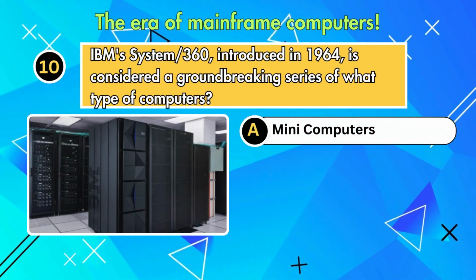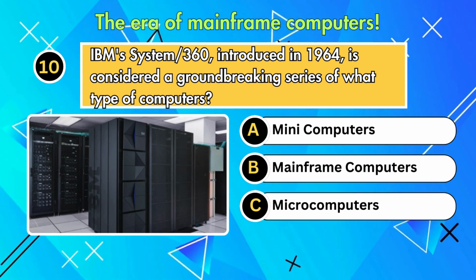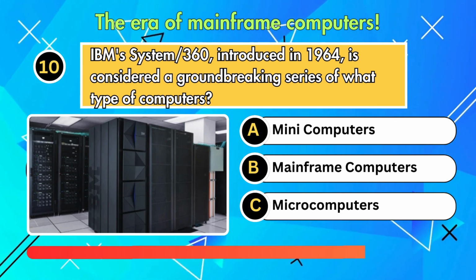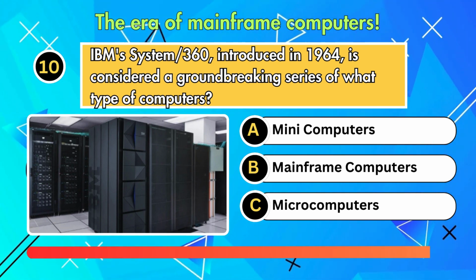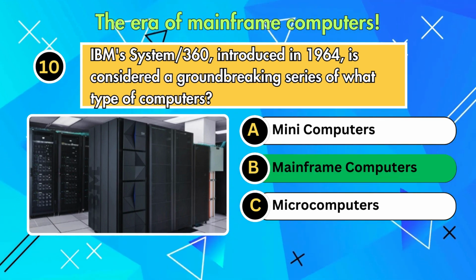IBM System/360, introduced in 1964, is considered a groundbreaking series of what type of computers? Option 1, minicomputers. Option 2, mainframe computers. Option 3, microcomputers.